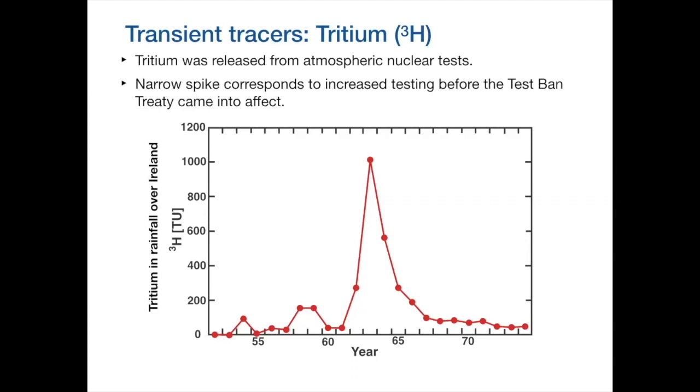So what's in this plot here is the tritium rainfall over Ireland on the vertical axis and the year in the 20th century on the horizontal axis, from 1952 up to 1974. And you'll notice that around 63, 64, there is this massive peak in tritium from the atmospheric tests 2 years before that.